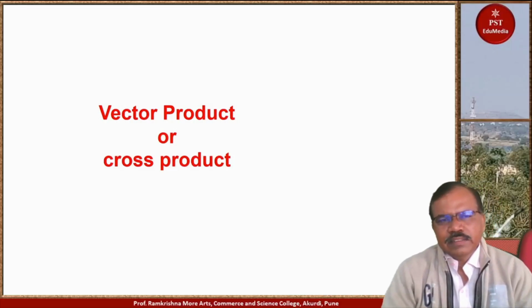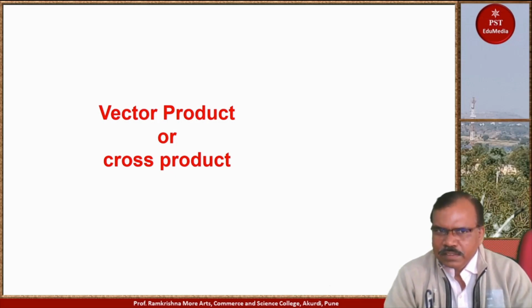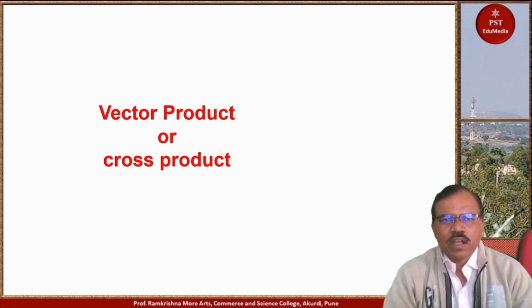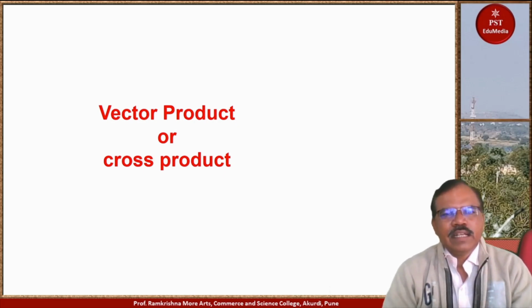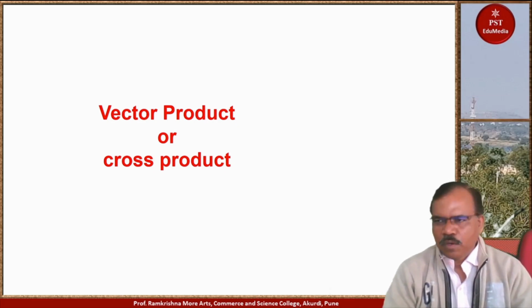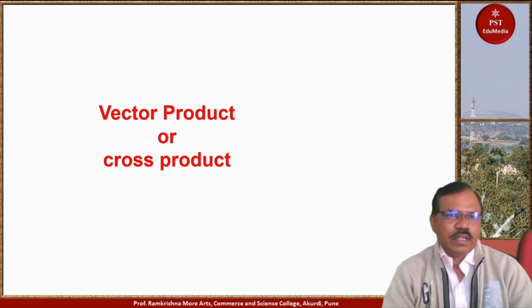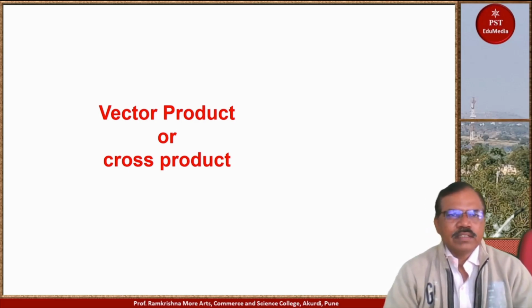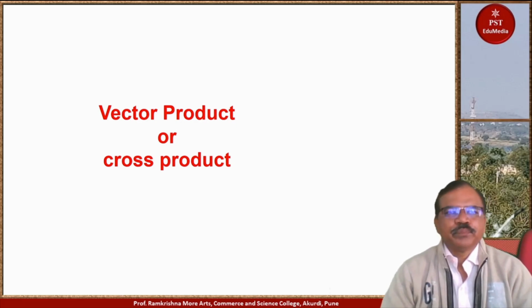And in earlier lectures, we have also seen scalar product or dot product of two vectors. So when the product of two vectors is a scalar quantity, that is called scalar product or dot product. Now we'll see the product of two vectors that is a vector quantity, and that product is called vector product.